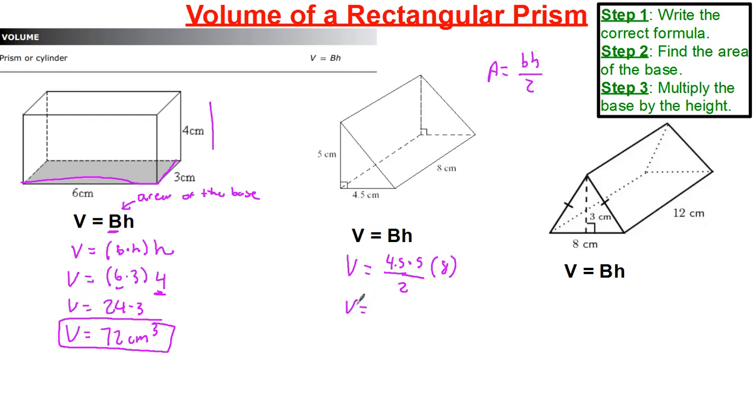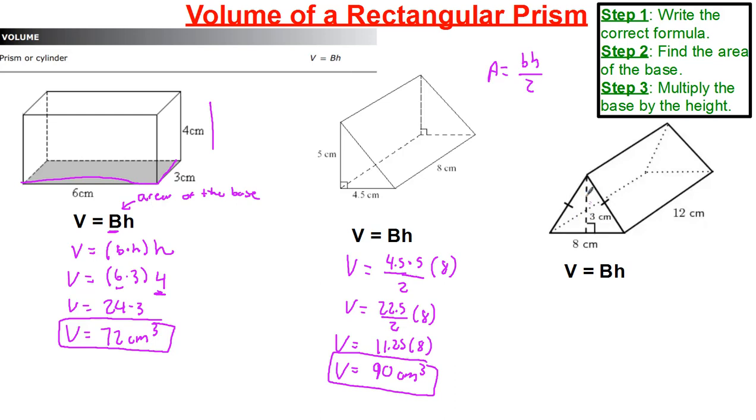So now we have 4.5 multiplied by 5, which is going to give us 22.5 divided by 2, and I'm going to multiply that by 8. So 22.5 divided by 2 is going to be equal to 11.25. Then I'm just going to go ahead and multiply that by 8. So my answer is going to be 90 centimeters cubed. Okay, so remember, for triangles, we're not really concerned about the hypotenuse. We just want the base and we want the height of a triangle.